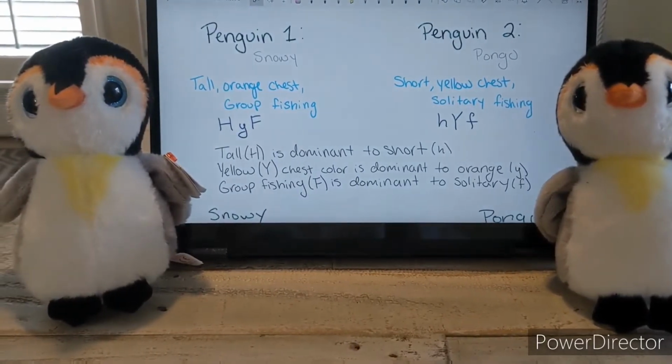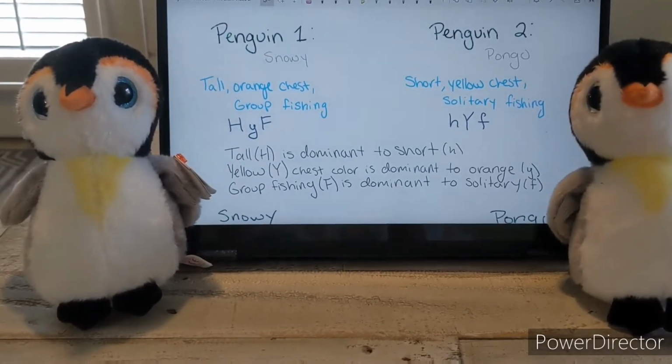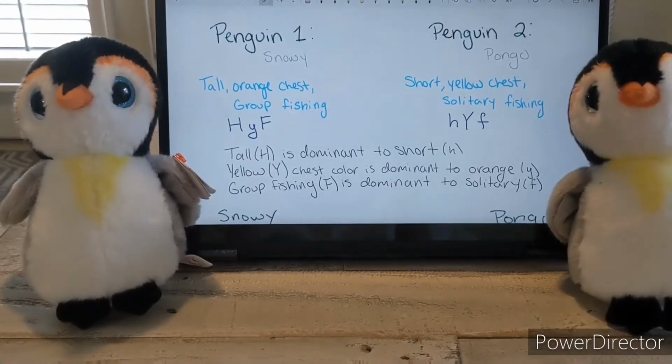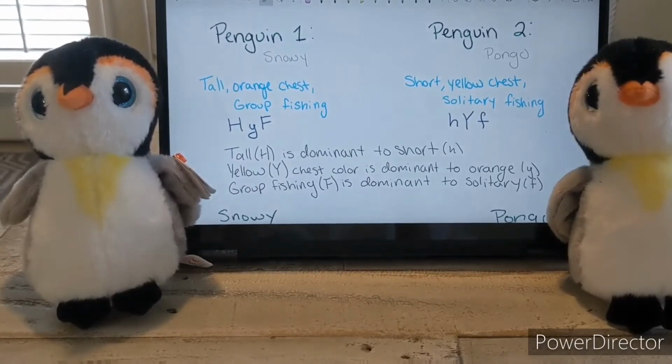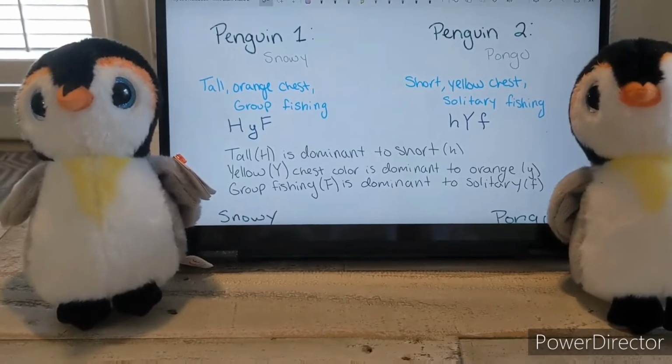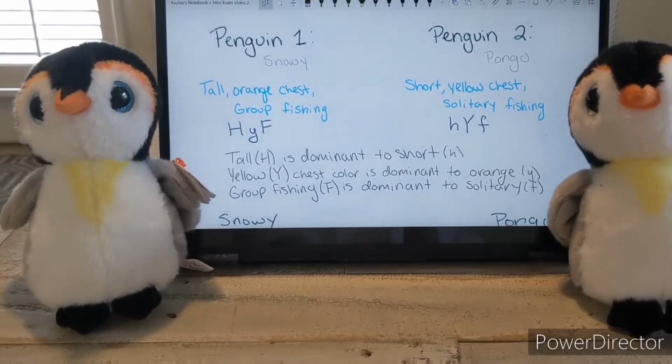Penguin 1, named Snowy, is tall, orange-chested, and likes to fish in groups. Penguin 2, named Pongo, is short, yellow-chested, and likes to fish alone. Tall is dominant to short, yellow-chested is dominant to orange, and group fishing is dominant over solitary.